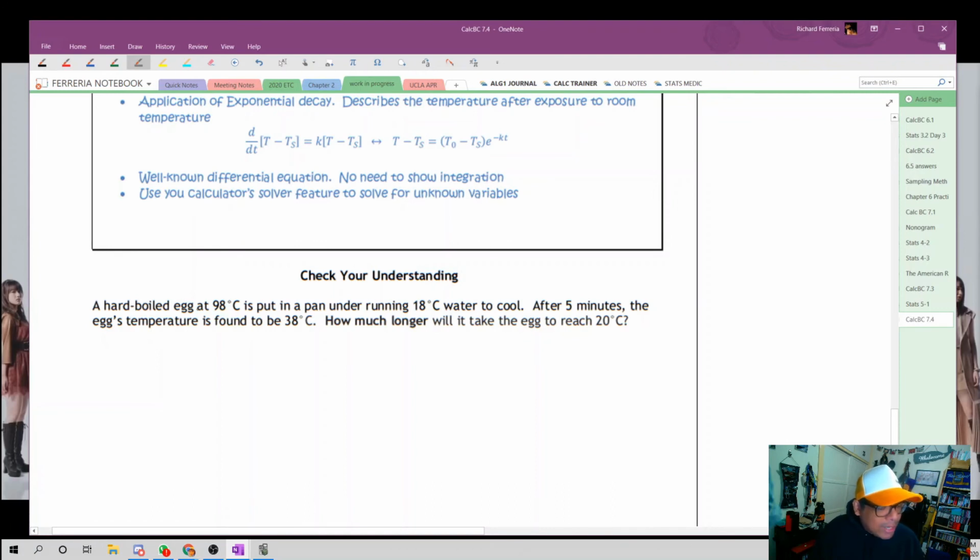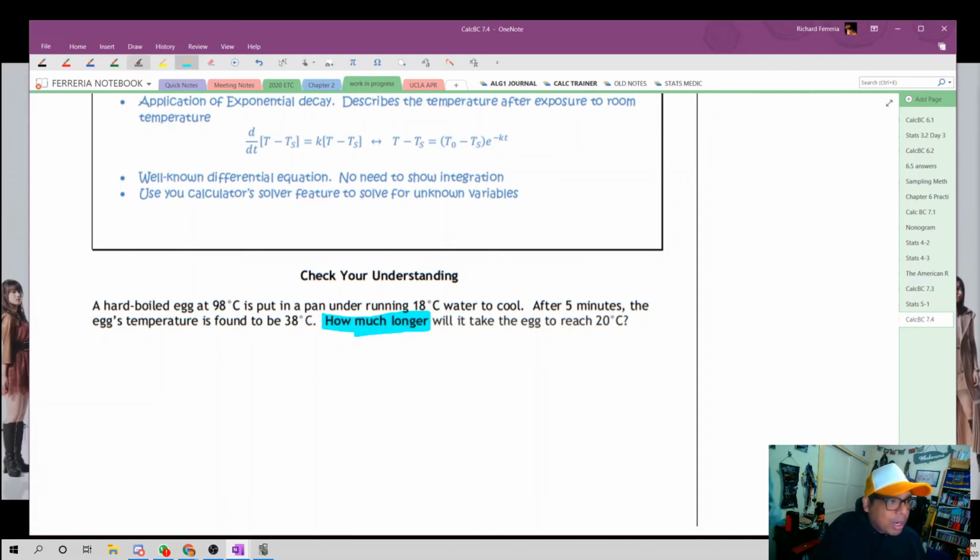We have a hard-boiled egg at 98 degrees, and we're putting it into a pan under running 18 degrees Celsius water to cool. After 5 minutes, the egg's temperature is 38 degrees. How much longer, and I'm going to highlight that because that's important, it's even in bold, will it take for the egg to reach 20 degrees Celsius?